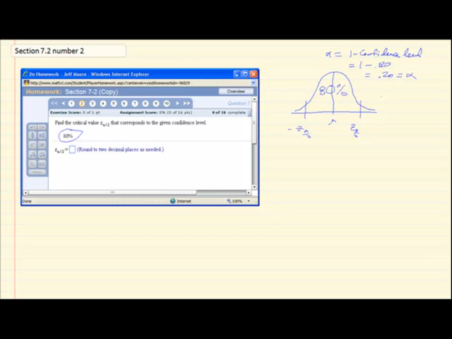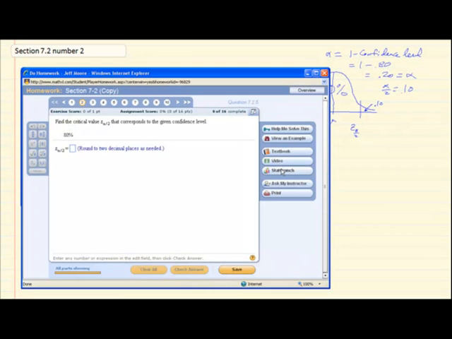So alpha over 2 would be 0.10, and so I would need to find the Z value that would give me an area of 0.10 in each one of these tails. And we can see here that 0.10 plus 0.80 plus 0.10 would give me 1, or 100% of the distribution accounted for. Okay, so what we need to do then is use the normal distribution calculator in StatCrunch.